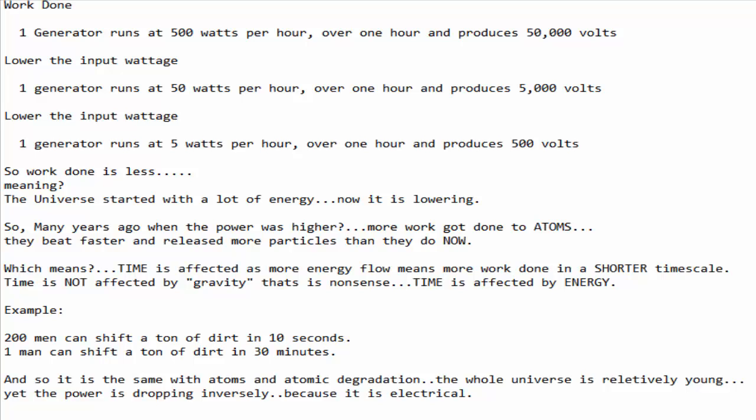Easy example: 200 men can shift a ton of dirt in 10 seconds. One man can shift a ton of dirt in 30 minutes. How could you tell the difference if you didn't know how many men had moved the dirt? You wouldn't. And so if you base things on how energy is today, you'll get millions of billions of years in time scale. But if you base it on a higher voltage doing more work, that time scale shortens. It is the same with atoms and atomic degradation. The whole universe is actually relatively young, yet the power is dropping inversely because it is electrical. And so there's going to be a universal voltage crash.